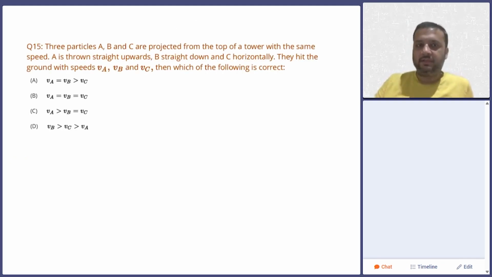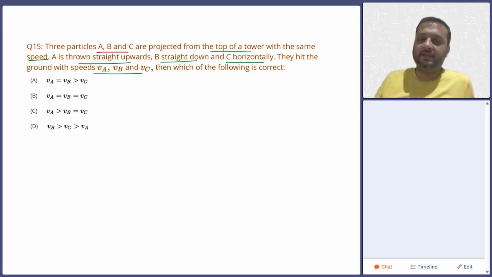Now again, here what is happening? There are three particles A, B, and C which are projected from top of a tower with the same speed. A is thrown straight up, B is thrown straight down, and C is thrown horizontally. They hit the ground with the speed VA, VB, and VC, and so we have to find the relation. Very easy question.